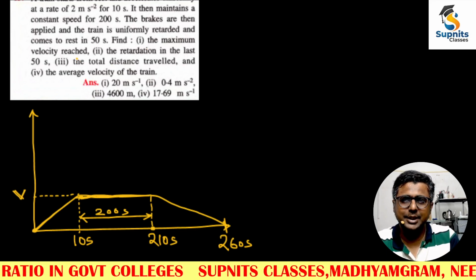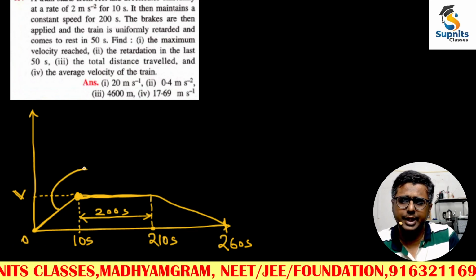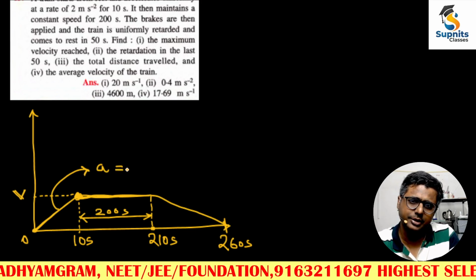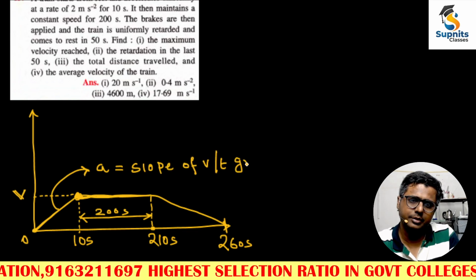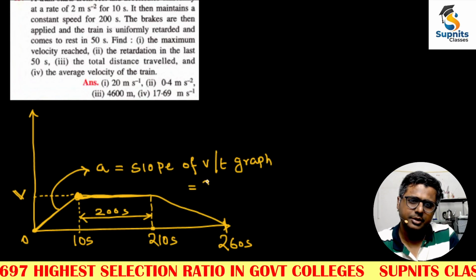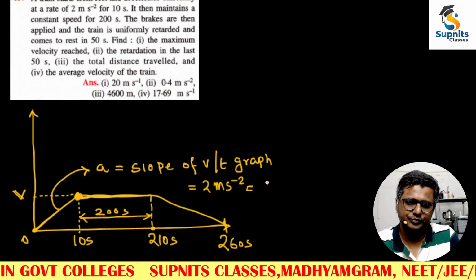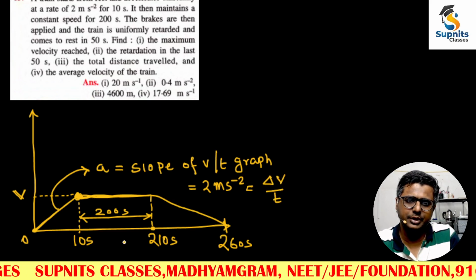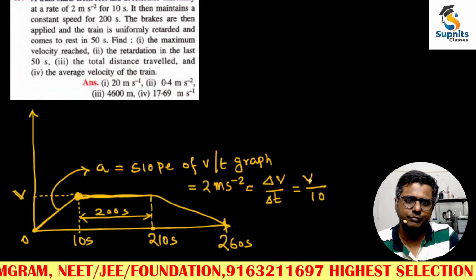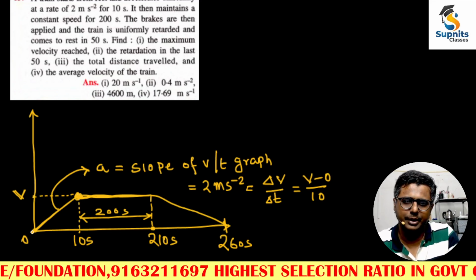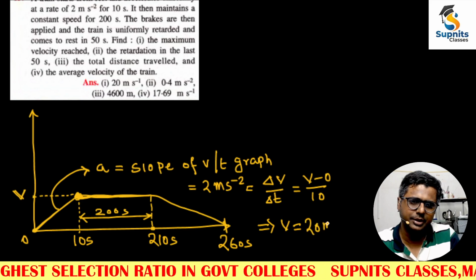See, maximum velocity reached, that means I have to find out this velocity. How am I going to find out this velocity? See, here it is said acceleration. Now what is acceleration? Acceleration is the slope of the velocity time graph. This is 2 meter per second square, which will be equal to del V by del T. The change in time over here is 10 seconds. And what is del V? V minus 0, right? Final velocity is V minus 0. So here I can easily get 2 into 10, that is 20 meter per second.